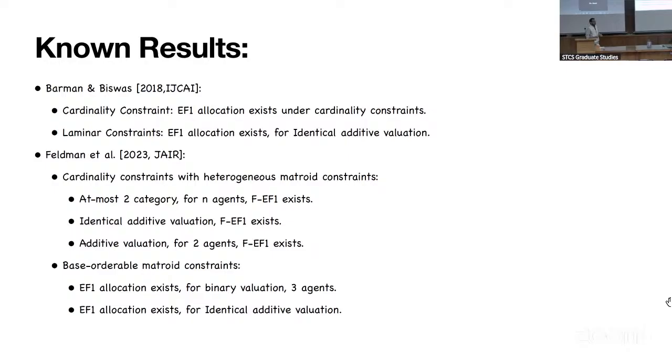And for identical additive valuation, EF1 exists. But for the additive valuation, the allocation exists only for two agents. EF1 allocation exists for two agents. So basically, for any general additive valuation, we have results only for the two agents case. So from there we started looking into the Laminar Matroid case for three agents.